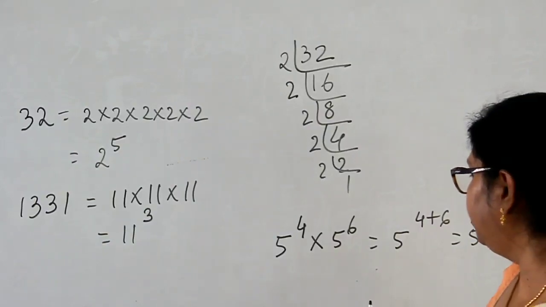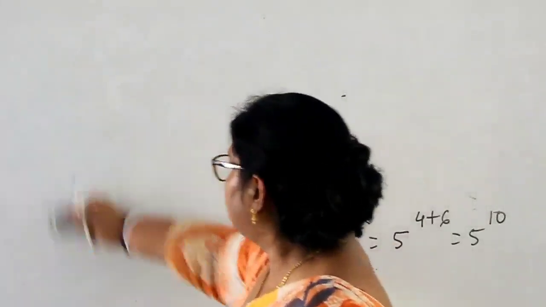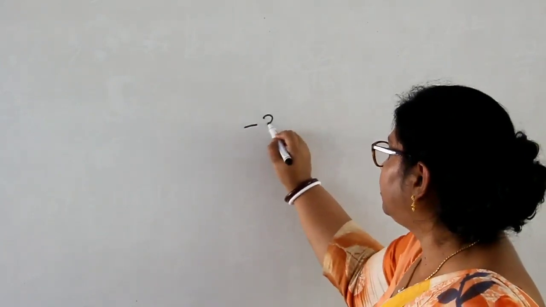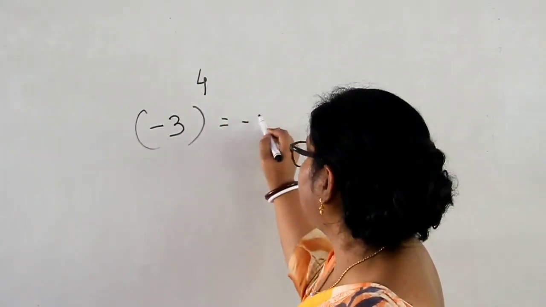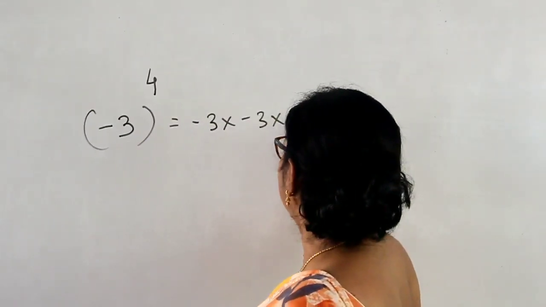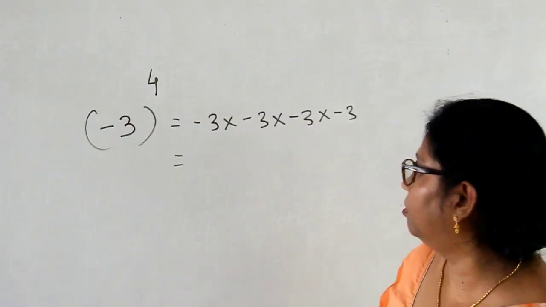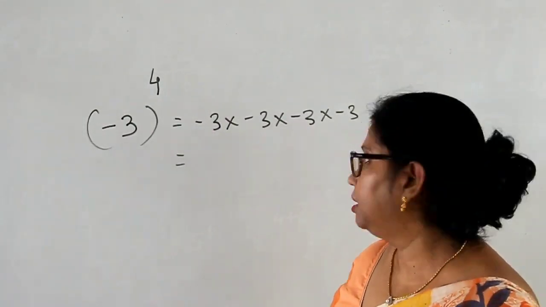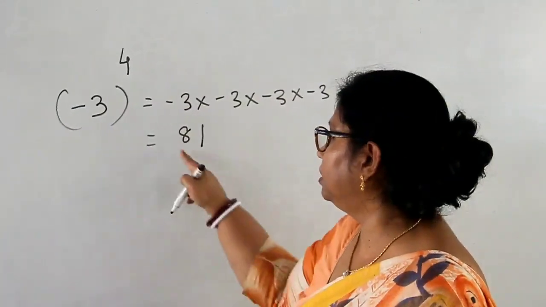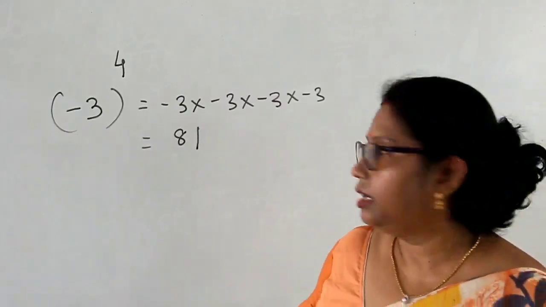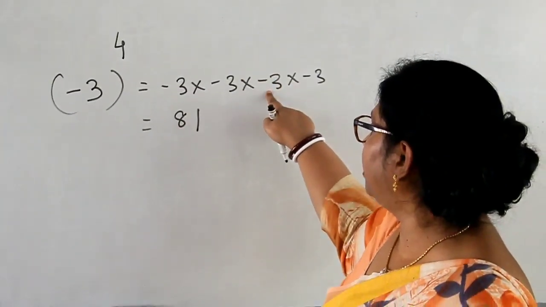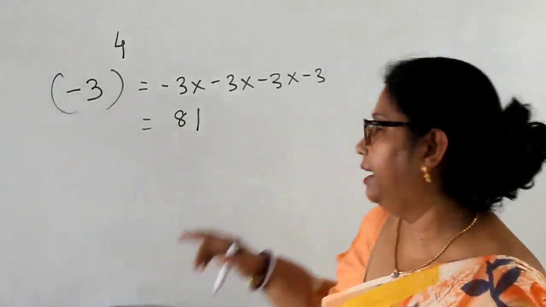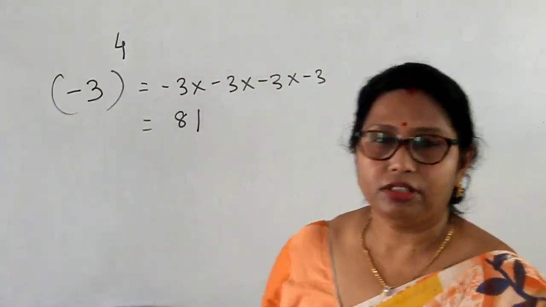When a negative number has an even number as exponent, suppose negative 3 has an even exponent, then we know that minus 3 into minus 3 into minus 3 into minus 3 will be equal to a positive number, that is 81. This is because when a negative is multiplied with another negative, that will give you positive 9, and after that we multiply it with minus 3, that will give you minus 27, and at last minus 27 into minus 3 will give you positive 81.